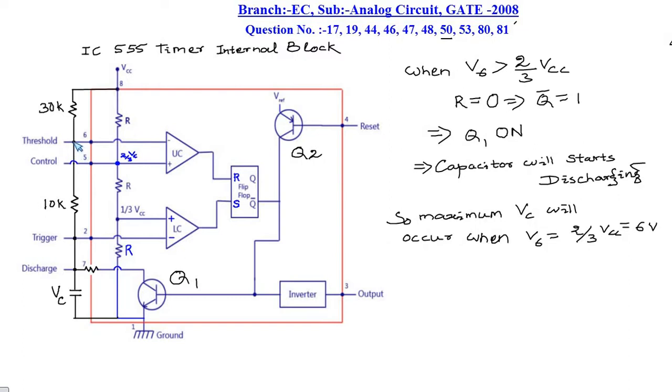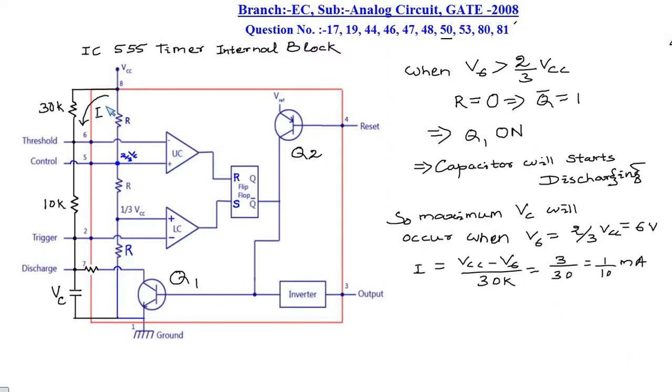Suppose V6 is at 6 volt, then what will be the current flowing through this branch? This current will be VCC 9 minus 6 divided by 30K. And the same current will be flowing through the 10K ohm resistor also, because there will be no current to the comparator here as well as here. So we will find out the value of VC.